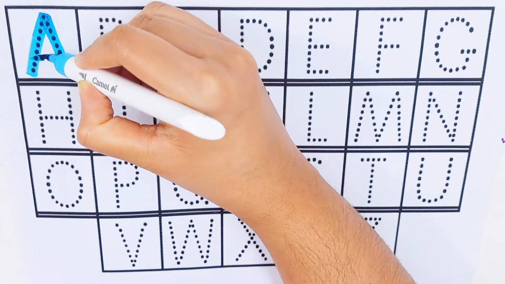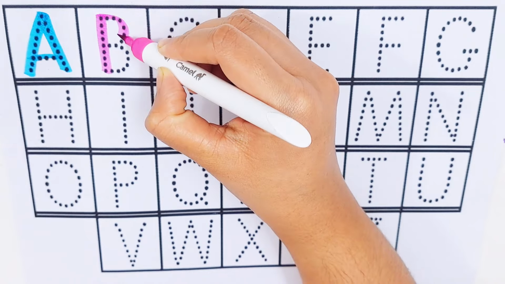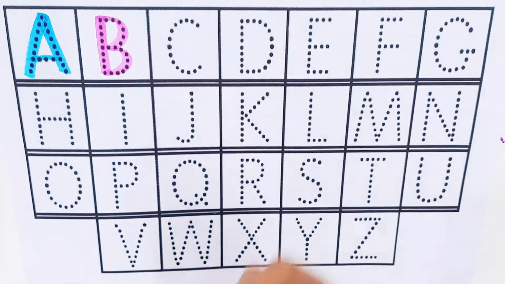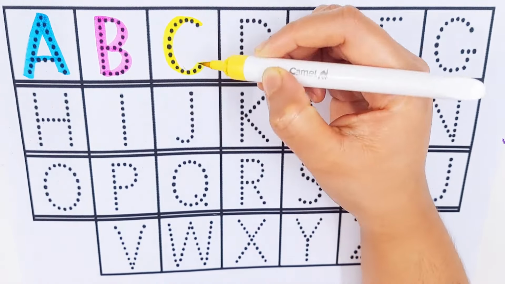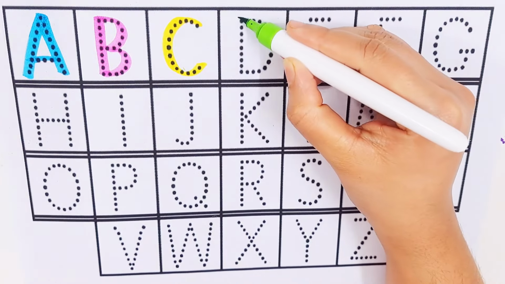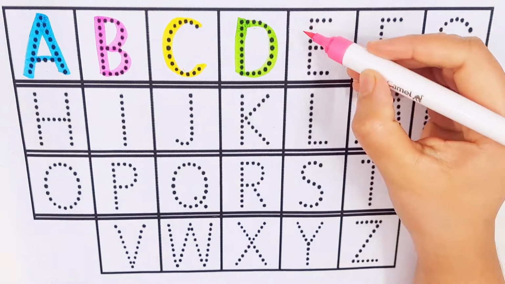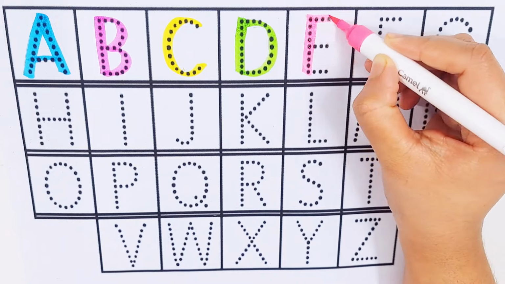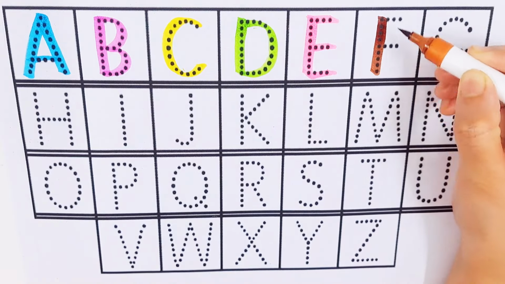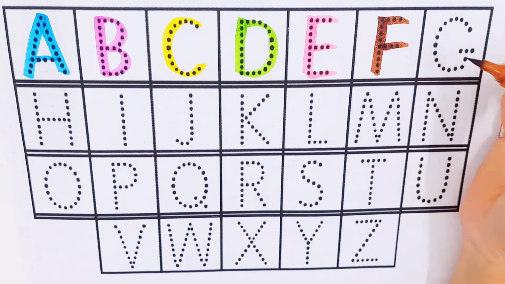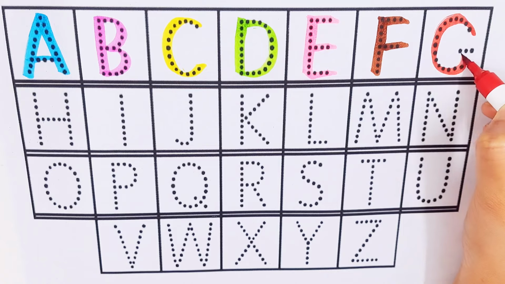A for arrow. B for box. C for chocolate. D for dress. E for egg. F for fan. G for glass.